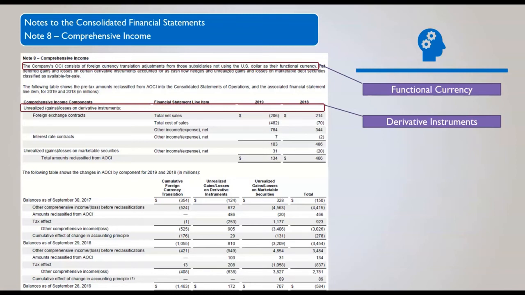The key point is that derivatives are used by companies in order to mitigate risk, which is also known as hedging. In Apple's case, they enter into foreign exchange contracts, also known as FX contracts, and interest rate contracts. An example of that would be interest rate swaps, in order to, quote unquote, hedge their risks.